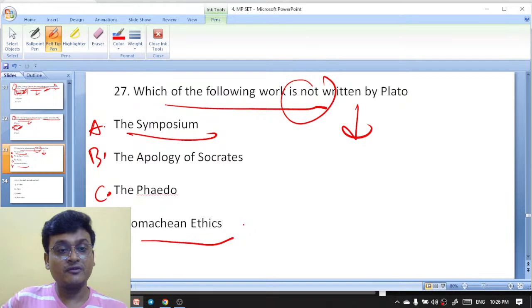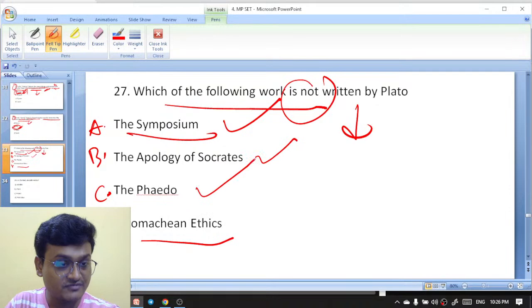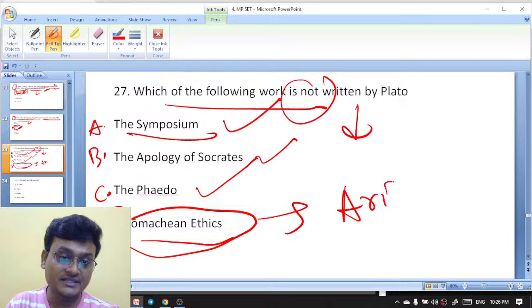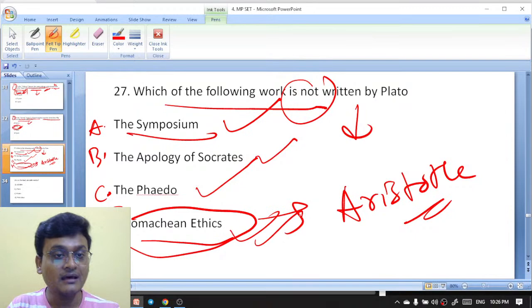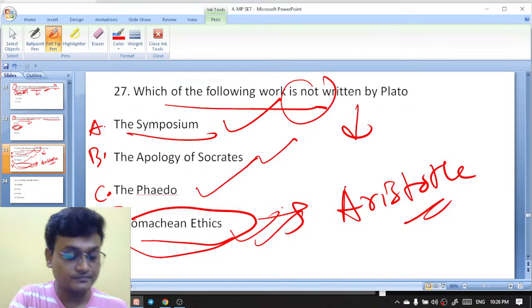Look, Plato has written Symposium, Apology of Socrates was also written by Plato, Phaedo is also written by Plato, whereas Nicomachean Ethics was written by Aristotle. So here D is the right answer. Yeah, Rao, excellent, it is D.